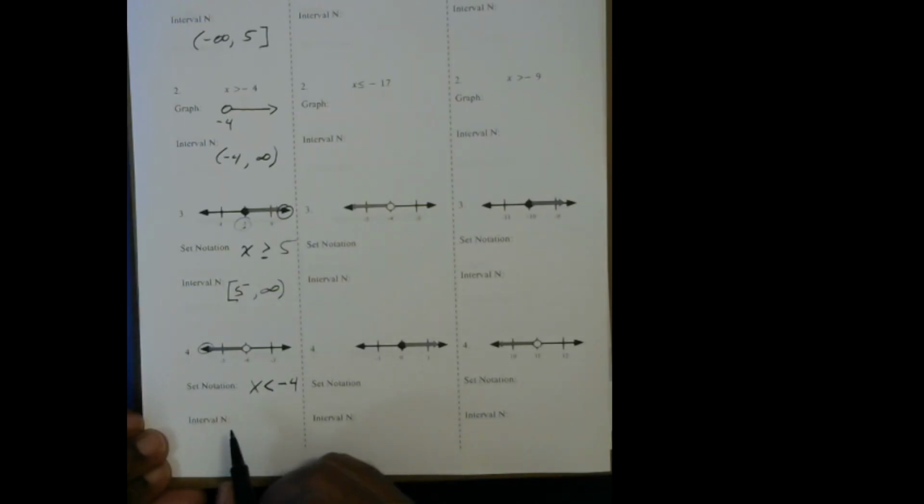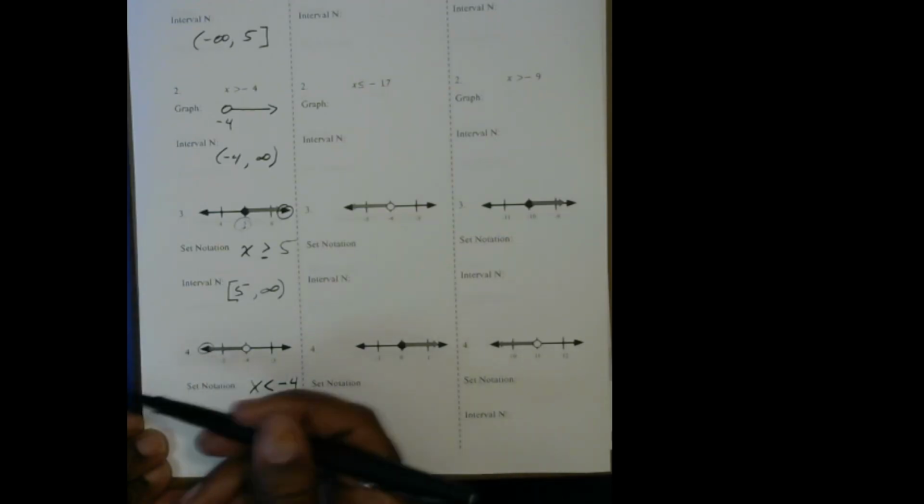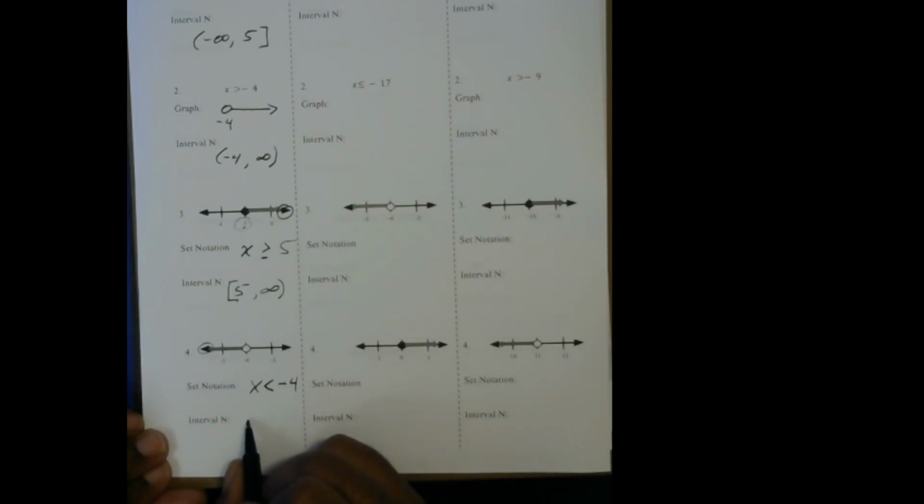Now the interval notation for this is how far to the left and how far to the right. How far to the left first is we keep going to the left infinitely. So that's negative infinity. That shows what's going to the left. Now how far we're going to the right is no further than -4. So comma, -4.